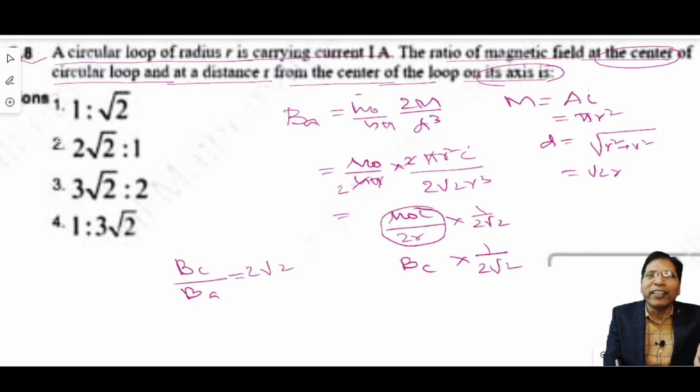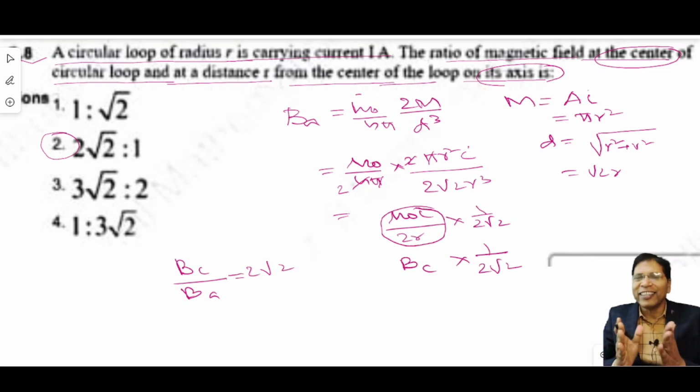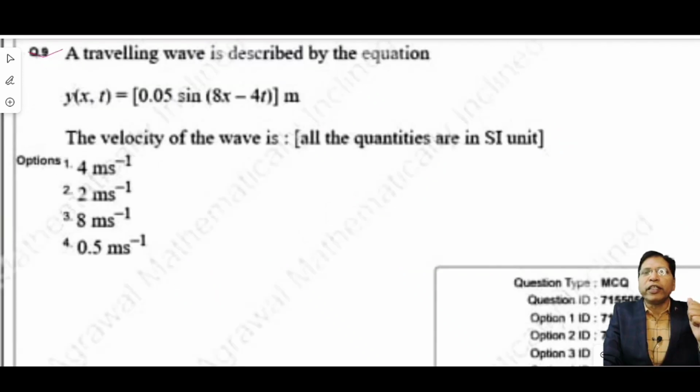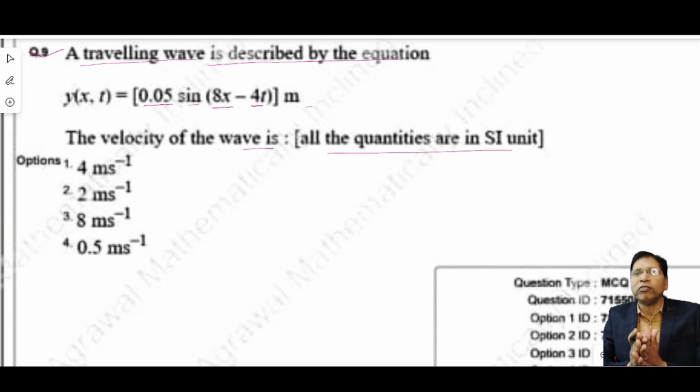Okay. So look at this, option 2 is correct. Understood? Next. This is question number 9. A traveling wave is described by the equation y equals 0.05 sin(8x minus 40t) meter. The velocity of the wave is... Look at this, all quantities are in SI units.